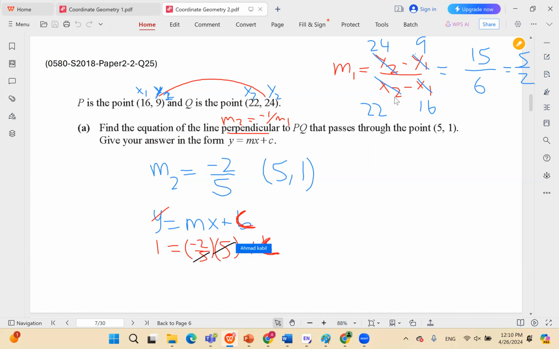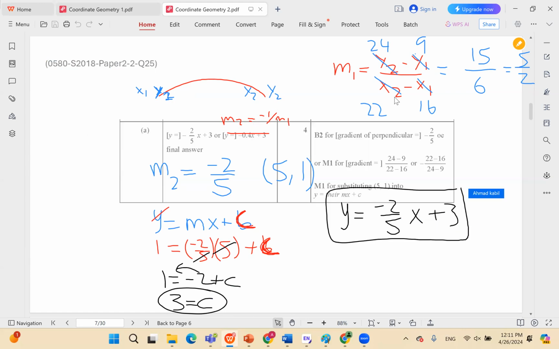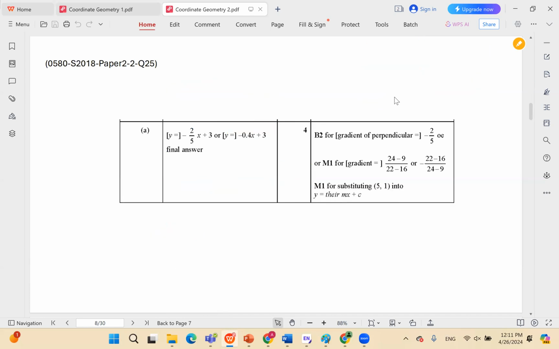So we cancel these out, and we have 1 equals negative 2 plus c, and then you take the negative 2 to the other side. So it becomes 3 equals c. So therefore, the final equation will be y equals negative 2 over 5x plus 3. This is our final equation. And this here is the correct equation, y equals -2/5x plus 3.